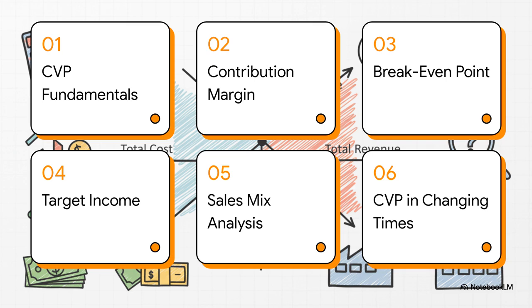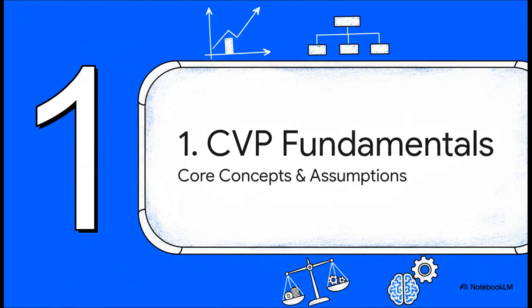Our discussion is structured logically into 6 key sections. We will begin with the foundational principles of CVP analysis, then move to the critical concept of the contribution margin. After that, we will apply these ideas to calculate the break-even point and plan for target income. Finally, we'll examine more complex applications, including companies with multiple products and the use of CVP as the dynamic tool for scenario analysis. So, let's begin.